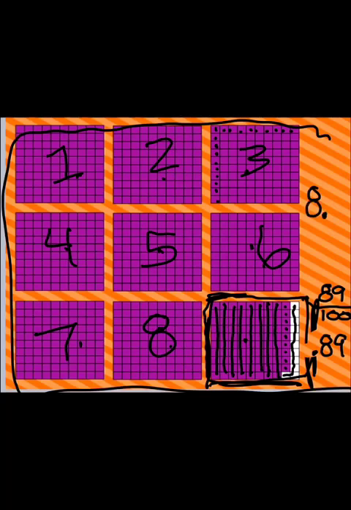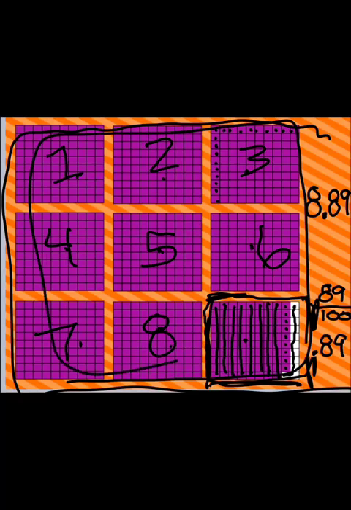Let me make that a little neater. 89 hundredths. So if I wanted to write this whole model here as one number, I would have 1, 2, 3, 4, 5, 6, 7, 8 wholes, 8 whole flats, and 89 hundredths. The number represented by these flats is 8 and 89 hundredths.